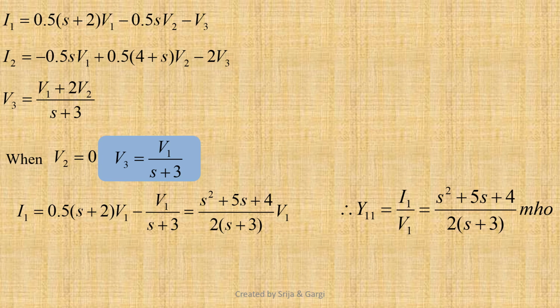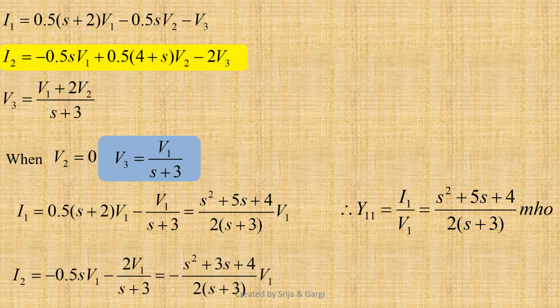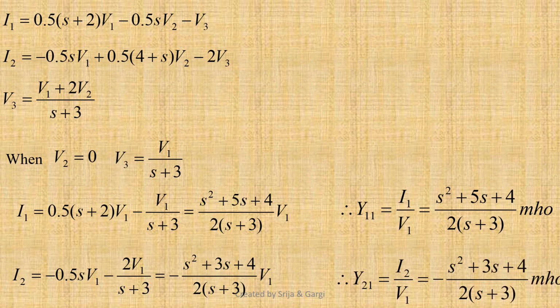Now, using the expression of V3 from equation 2, we get I2 equals to minus 0.5 S V1 minus 2 V1 by (S plus 3), that is equal to minus of (S square plus 3S plus 4) divided by 2 into (S plus 3) times V1. Therefore, Y21 equals to I2 by V1 equals to minus of (S square plus 3S plus 4) divided by 2 into (S plus 3).